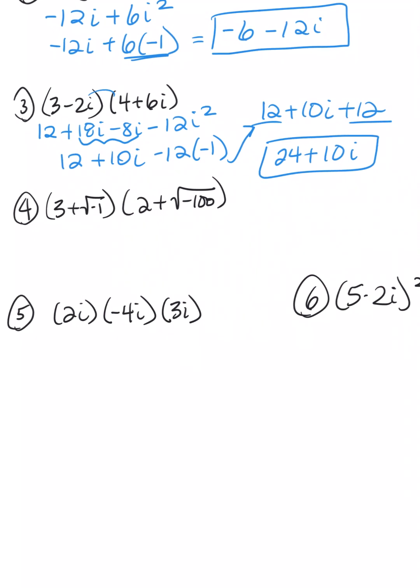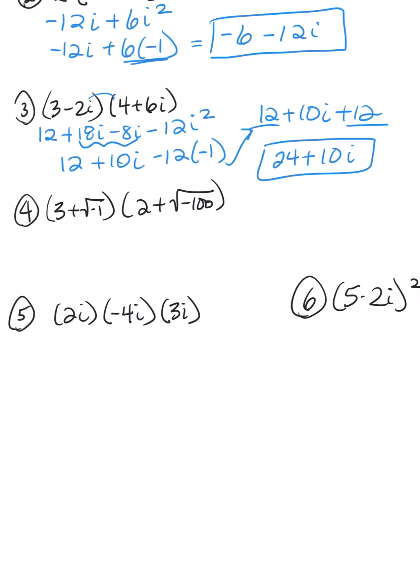Let's look at number 4. Let's do FOIL again, okay? Just walk it through the process. But before we do FOIL, let's simplify this to be an i, not square root of -1. So 3 plus i times 2 plus, what does this simplify to? Well, you can take an i out. What is the square root of 100? It's 10, so it's 10i. Now, let's FOIL. So I'll have 6 plus 3 times that is 30i plus 2i plus 10i squared.